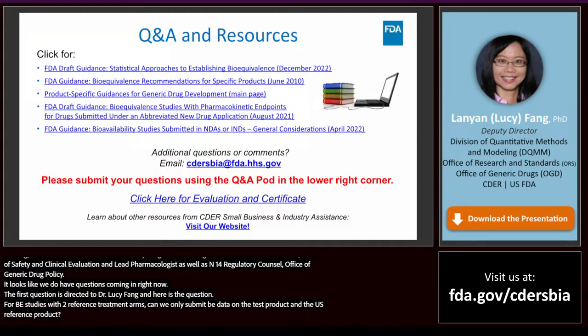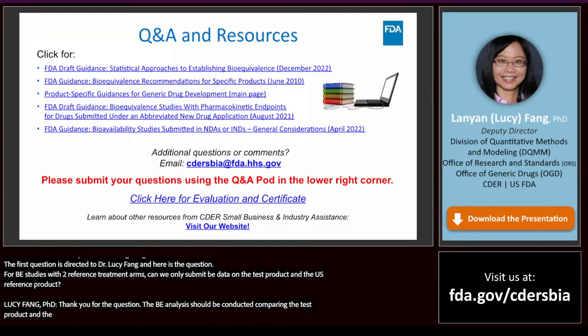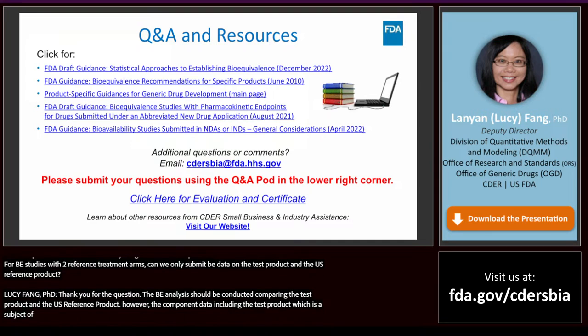The BE studies, the BE analysis should be conducted comparing the test product and the U.S. reference product. However, the complete data, including the test product, which is the subject of the application, as well as the non-U.S. reference product, should be submitted for completeness.